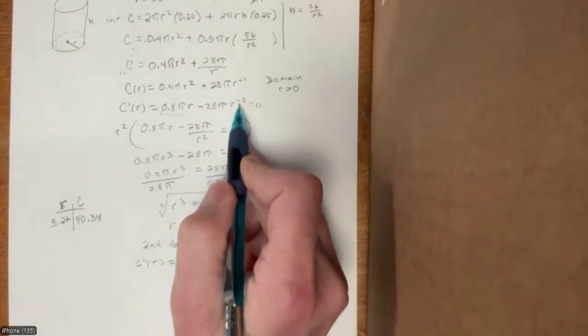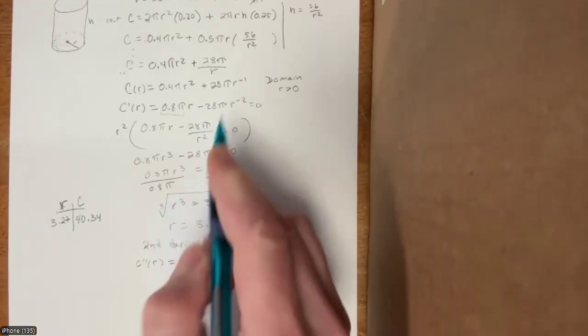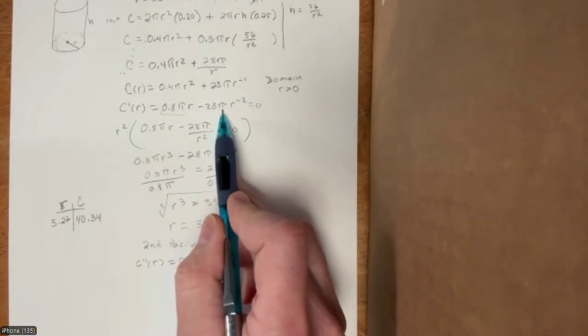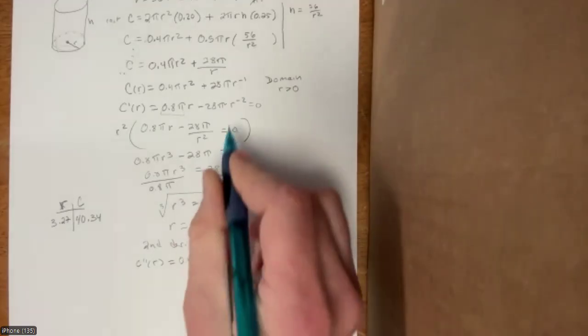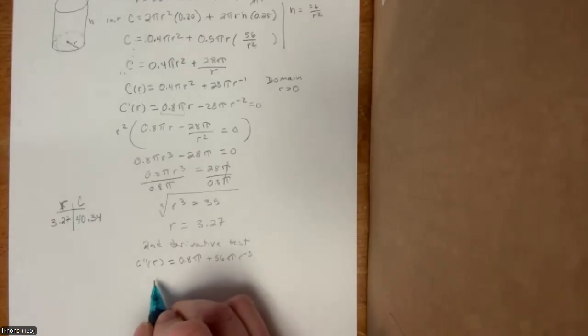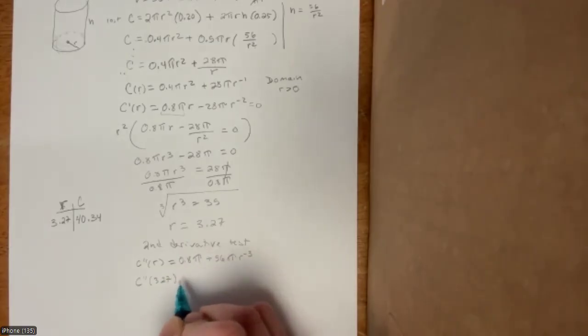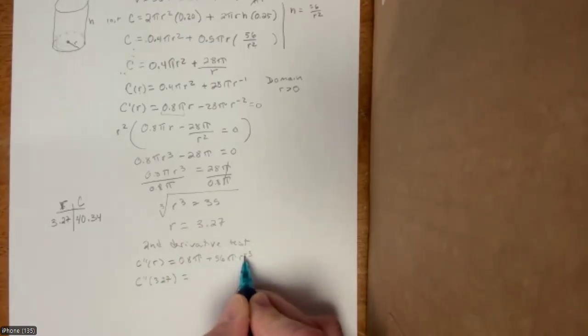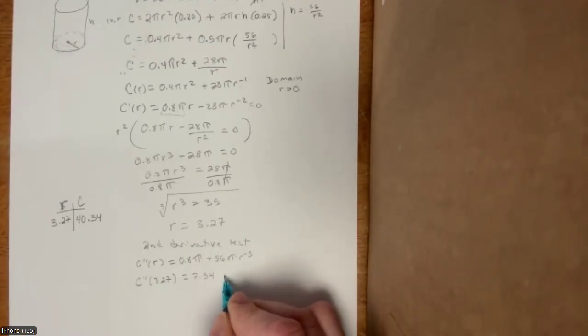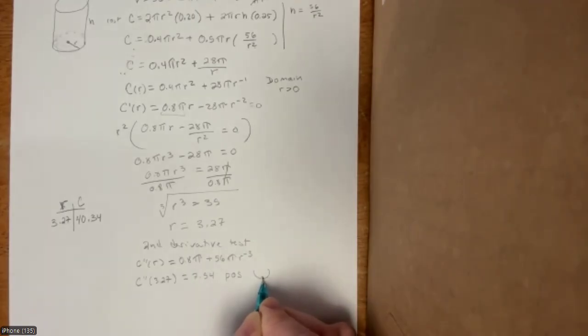And then negative 2 times negative 28 is positive 56, and I still have the pi, and I decrease the exponent by 1, so that would be r to the negative third. And we did this so that we could plug in our critical value, 3.27. And I plug that in to the second derivative. I did this in the calculator, and I get 7.54. But the point of this is, is it positive or negative? So that's positive. That means it's concave up. Therefore, that critical value is a minimum, which is great because that's what we wanted.